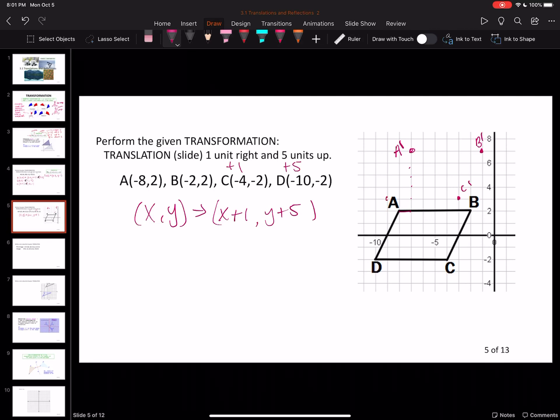And because it's an isometry, it should look the exact same as the pre-image. It's not changing size. It looks the exact same. So here we got a little parallelogram.